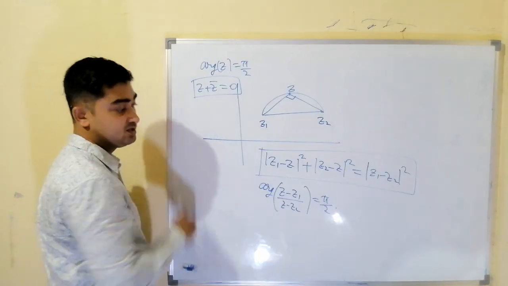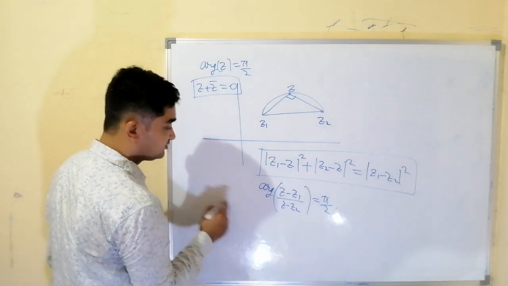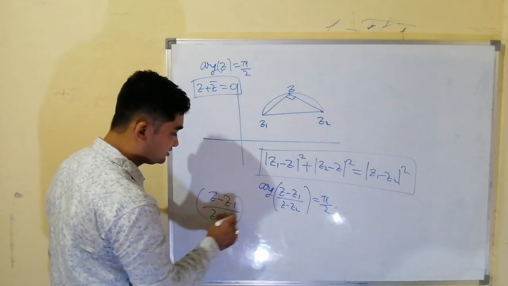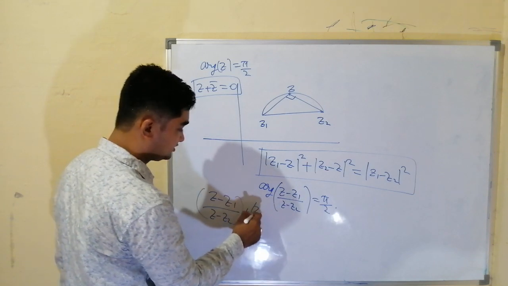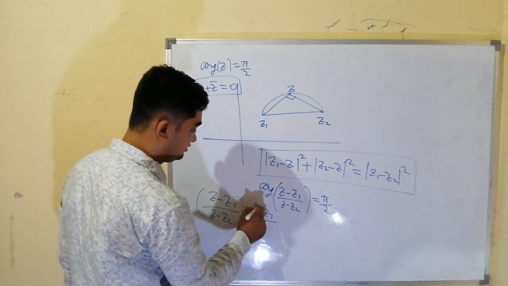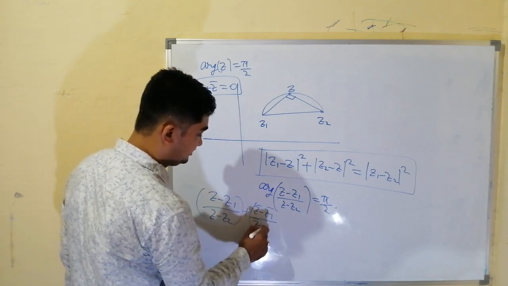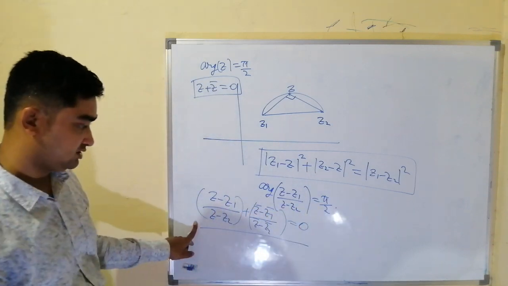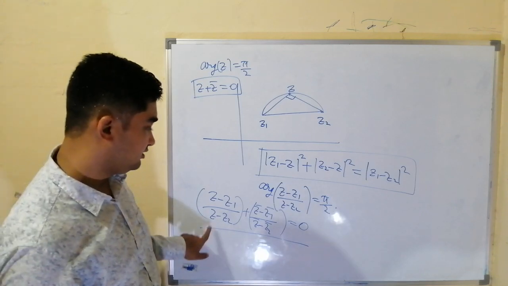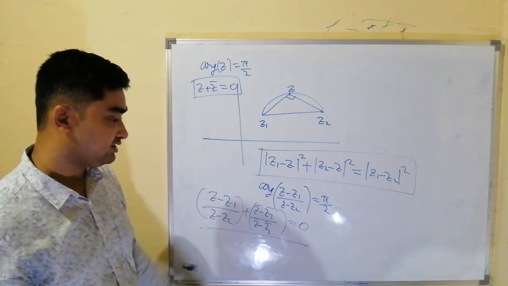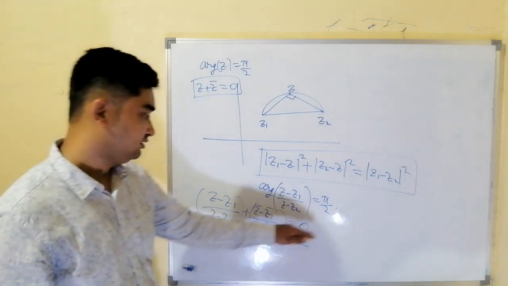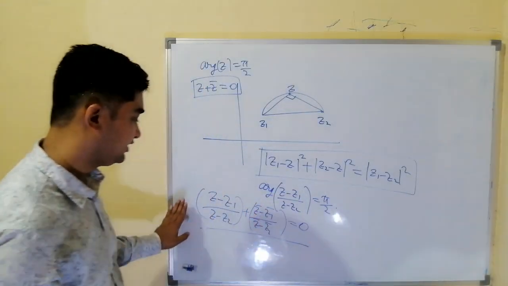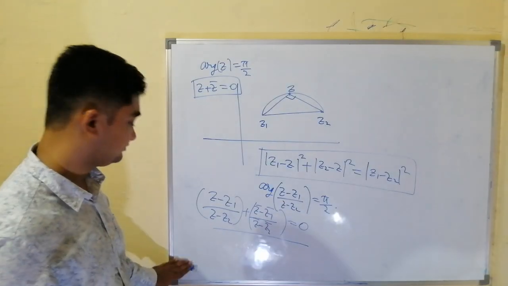If this is the case, then z plus z bar is 0. So if the argument is pi by 2, we'll write (z minus z1) upon (z minus z2) plus the conjugate of this, (z bar minus z1 bar) upon (z bar minus z2 bar), is 0. So it is another form of the equation of the circle, semicircle, whose endpoints of diameter are z1 and z2. We can cross multiply and the denominator will become 0 after cross multiplying. Like this also you can write the equation of a circle.